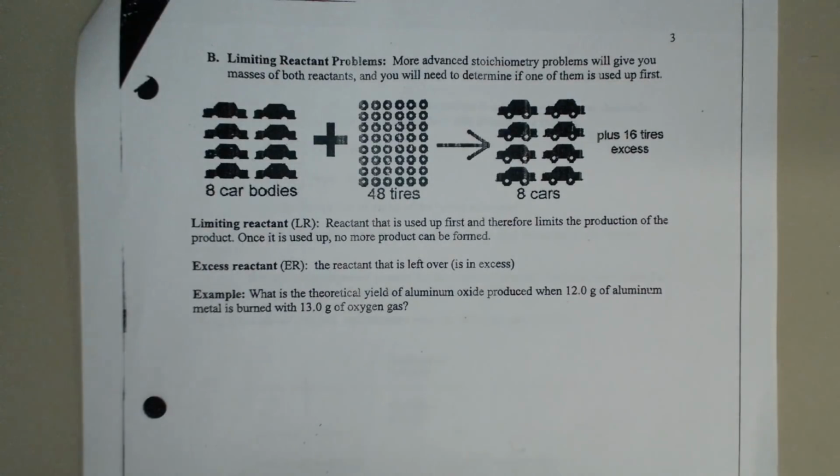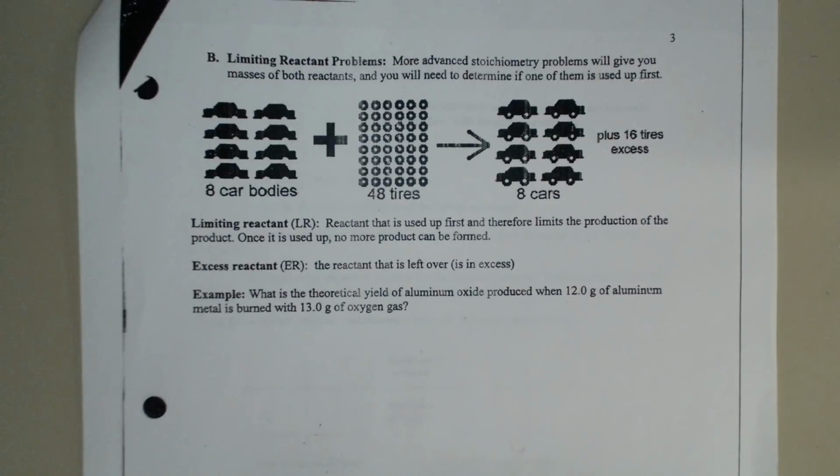Okay, so turn to page 3 of your notes. Today we're going to learn about limiting reactant problems. They're very similar to regular old stoichiometry, except that you have to do stoichiometry twice for each of these problems. So they're longer, but it's the same process.